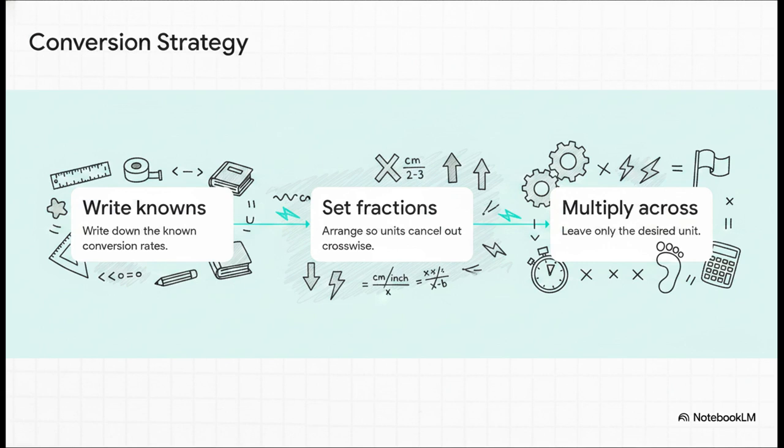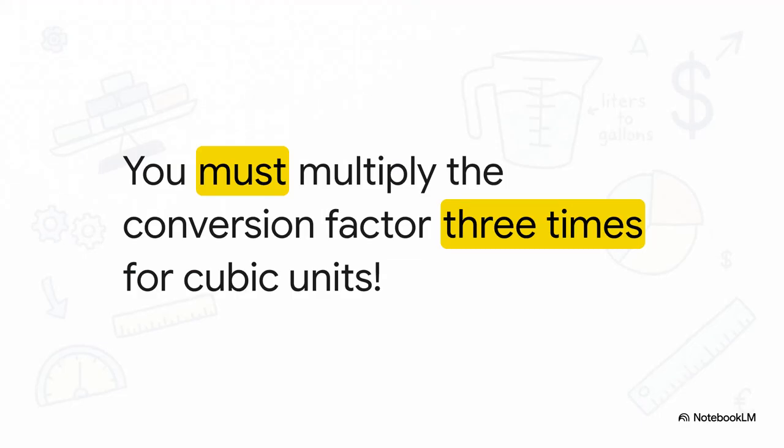You take 180 centimeters, multiply by 1 inch over 2.54 centimeters. The centimeters cancel out. Then multiply by 1 foot over 12 inches. The inches cancel out. You're left with exactly 5.9 feet. Mission accomplished. Okay, Hype Man here, but this brilliantly illustrates something insanely dangerous.